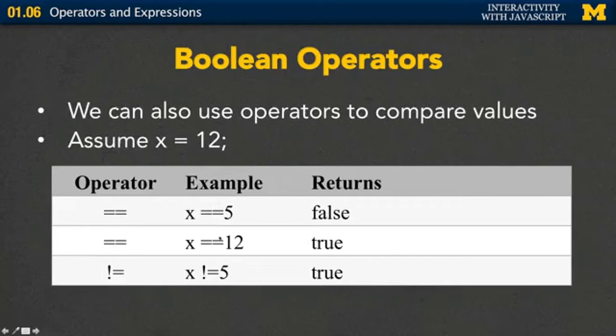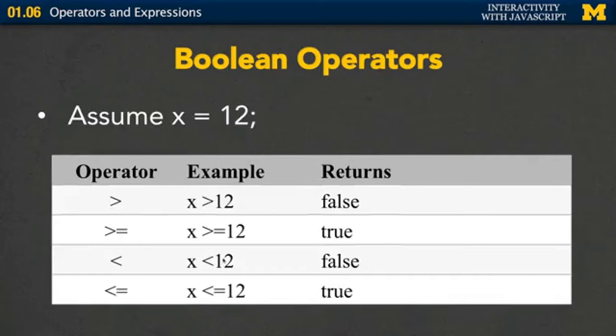But if I have x equals 12, oh, they'll say, yep, those two things are equivalent, so I'm going to return true. There's also another shorthand, which is the exclamation point equals. This is the negation, or the opposite. It says, hey, make sure the value stored in x doesn't equal 5. So you kind of have a little bit of reverse logic in there.